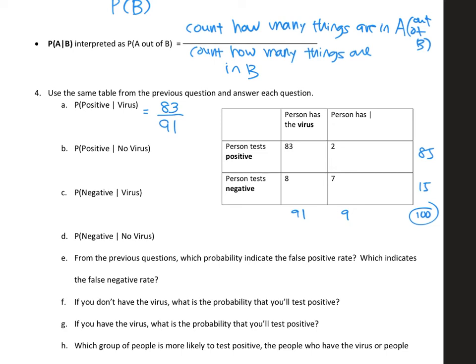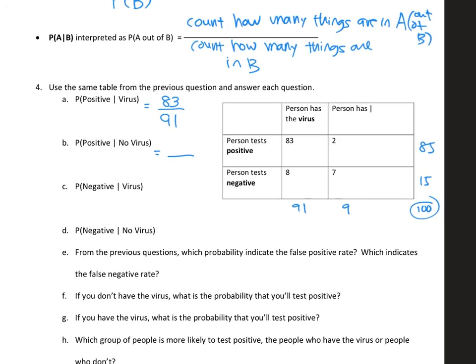The second one, again, is the conditional probability of positive given no virus. No virus is the second part, so you're talking about these 9 people as the new sample space. Out of those, how many people test positive? 2. So 2 out of 9. Okay, let's do the next question: probability of negative given virus. Virus is the new sample space, so that's 91, and out of those, how many people tested negative? That's 8. And then the last question, probability of negative given no virus. No virus is again my sample space, and then negative is 7.